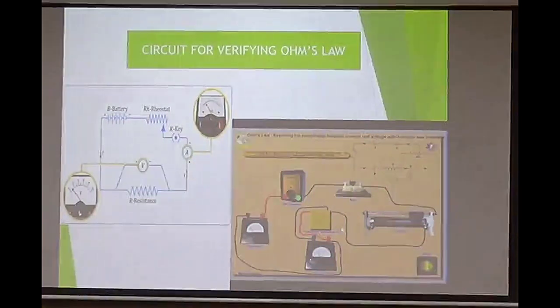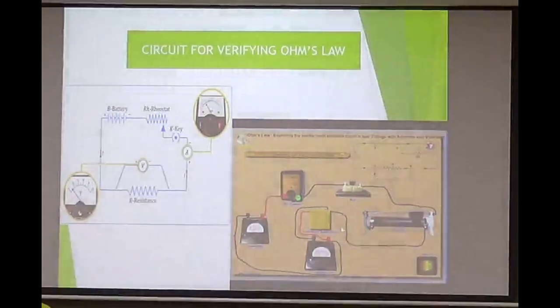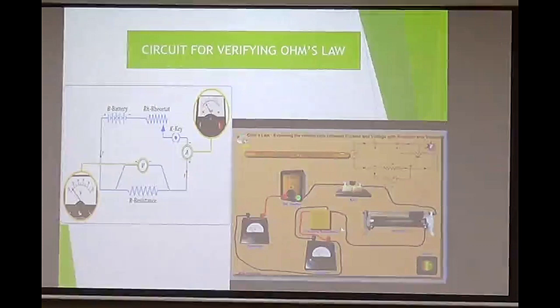We have connected it through a switch to a conductor, and then we have put a rheostat for varying the resistance of the conductor, and for measuring voltage we have connected a voltmeter, and for measuring current we have connected an ammeter. Now you can see the actual picture of the components and you can also see the schematic diagram.